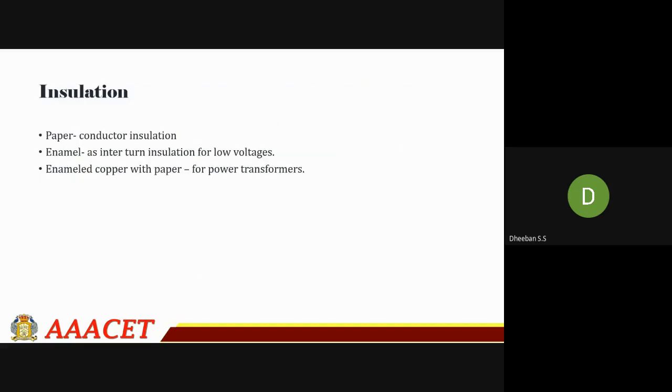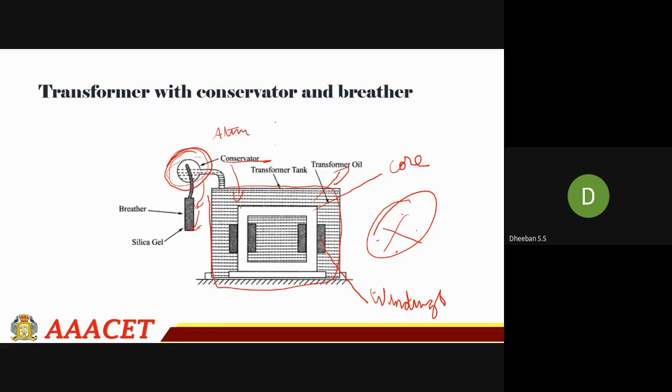Next is the insulation. The insulation they use is paper or enamel for low voltages, or enameled copper with paper for the power transformer or high rated transformers. Insulating oil protects the paper from dirt or moisture. It also removes the excess heat when any kind of fault occurs. It acts as an insulating medium. Transformer oil is nothing but your insulating oil.